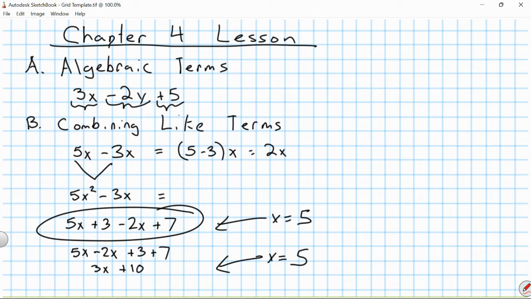Like what would it be? Well, 3 times 5 is 15 plus 10. If you plug x equals 5 into this expression, you will get 25. You just will. They're equivalent. You could do it right now if you wanted to. It'd be 5 times 5, 25, minus 10 is 15, plus 3 plus 7 is 25. So it does work. Make sense so far? We can combine like terms when we have the same variable part, same letters to the same power. Let's try a couple of examples here.